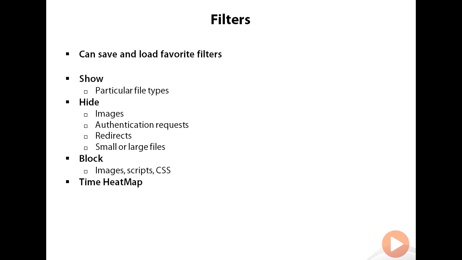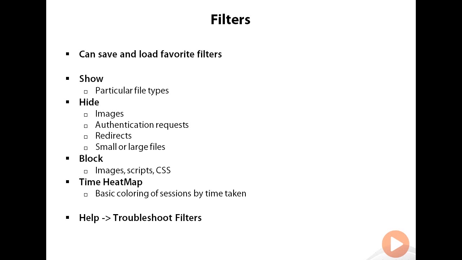We've already seen the time heat map, but that's the ability to set that filter, and Fiddler will use its internal settings to decide, with responses that come back, how slow are they. So they'll either be the default color, they'll be yellow, or they'll be red if they're various levels of slowness.